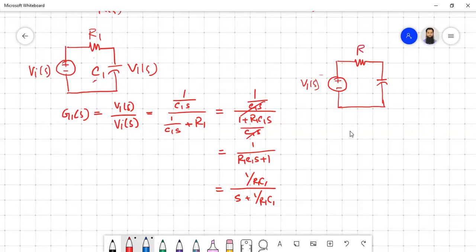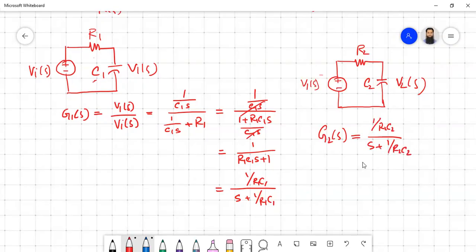So this is your R2, then this is your C2, then this is your V2(s). Similarly, if you try to find the transfer function for this module, G2(s) will be, if it is an ideal source, a similar idea. I'm not going to derive it because the derivation will be similar. So we'll have 1/(R2 C2) divided by s plus 1/(R2 C2).